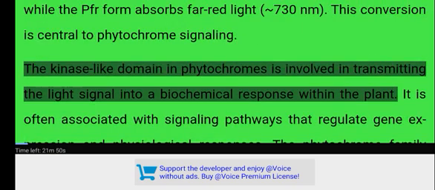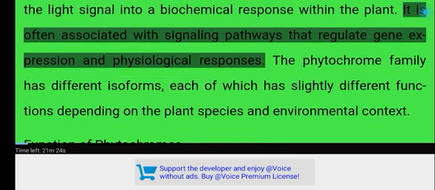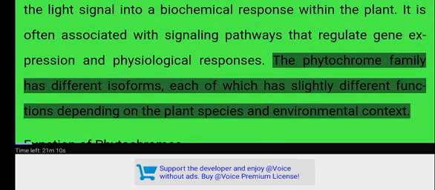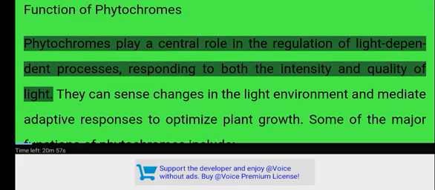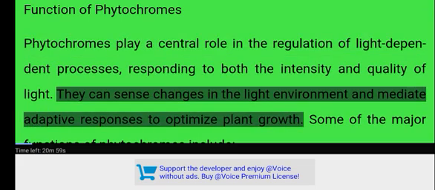The kinase-like domain in phytochromes is involved in transmitting the light signal into a biochemical response within the plant. It is often associated with signaling pathways that regulate gene expression and physiological responses. The phytochrome family has different isoforms, each of which has slightly different functions depending on the plant species and environmental context. Function of phytochromes. Phytochromes play a central role in the regulation of light-dependent processes, responding to both the intensity and quality of light. They can sense changes in the light environment and mediate adaptive responses to optimize plant growth.